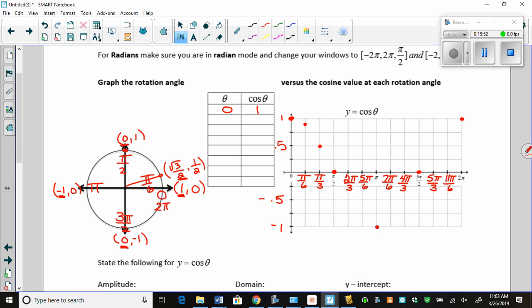At 2 pi over 3, I'm at negative 0.5. At 5 pi over 6, I'm at negative 0.866. 7 pi over 6, negative 0.866. 4 pi over 3, negative 0.5. Then 0, 5 pi over 3, 0.5, 0.866.